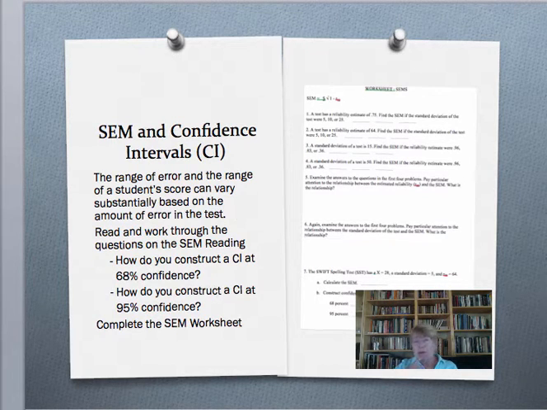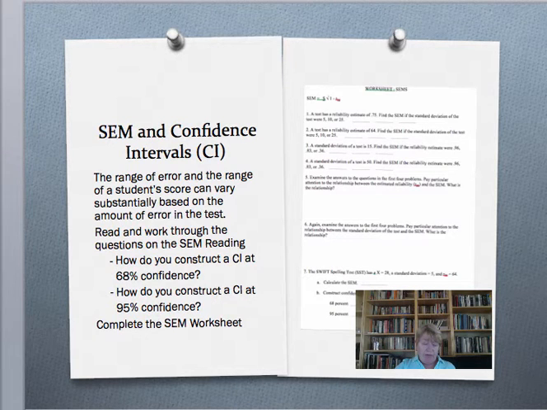So the answers to question number 1 would be, we're looking at the SEM for standard deviation of 5 would be 2.5. For a standard deviation of 10, it would be 5. And for a standard deviation of 25, it would be 12.5. That would be our standard error of measure. Did you get that? Let's move on to question number 2, which is essentially the same kind of question.